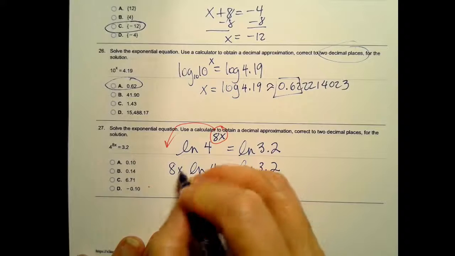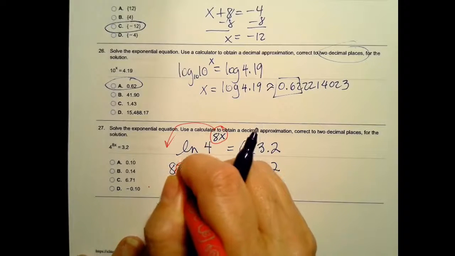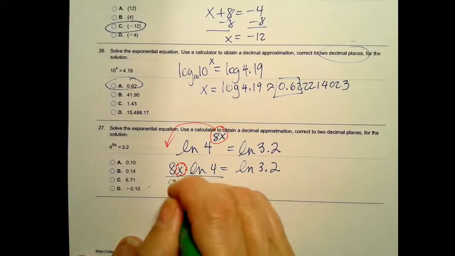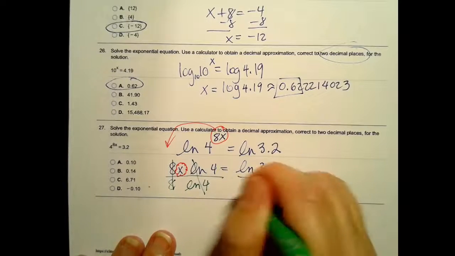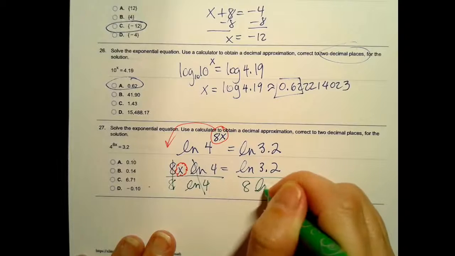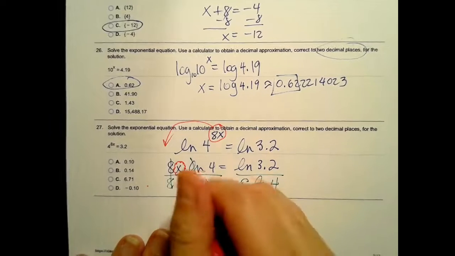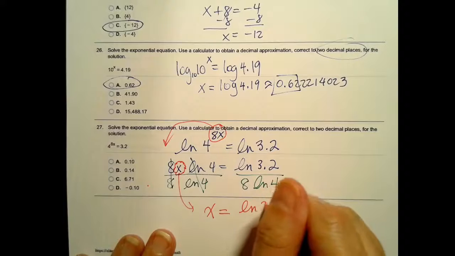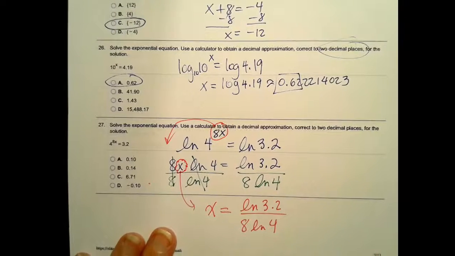And then I'm going to solve for x, because this is just all multiplied together. So I can get the x by itself using division. I can divide by the 8 and the natural log 4 to get those to cancel. But remember, when you're solving an equation, whatever you do to one side, you have to do to the other. So that will leave me with x is equal to natural log 3.2 over 8 times the natural log 4.